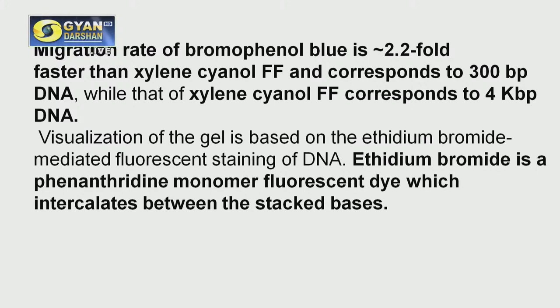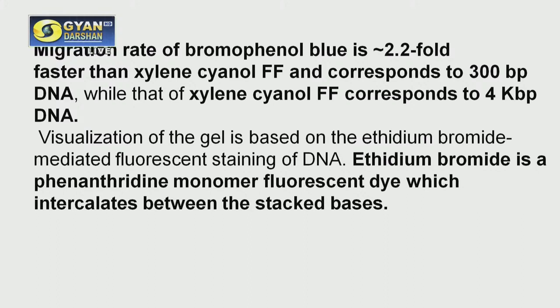And wherever you find xylene cyanol FF in the agarose gel, you will understand that it corresponds to 4 kilobase pair DNA. So in that way, if you know what is the molecular weight of your DNA sample, then you can at once decide how much running time you should apply. Because you are sure that wherever you find bromophenol blue, that is 300 base pair. So if your DNA is around 500 base pair, then make sure that the bromophenol blue does not come out of the gel. Okay?